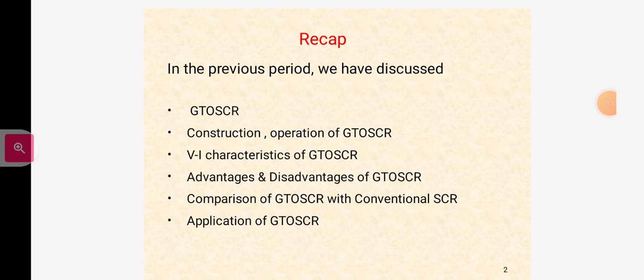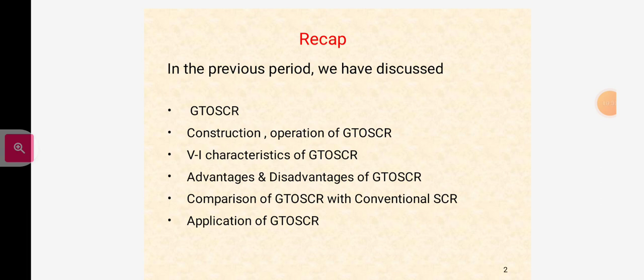Actually, in the structure of a GTO, the reduction in gain of the PNP transistor may be obtained by introduction of anode to N-base short circuiting spots. So this short circuited anode emitter structure has a low on-state voltage, but the ability to block the reverse voltage is poor.